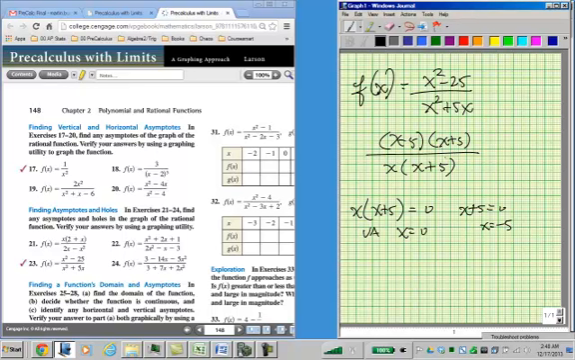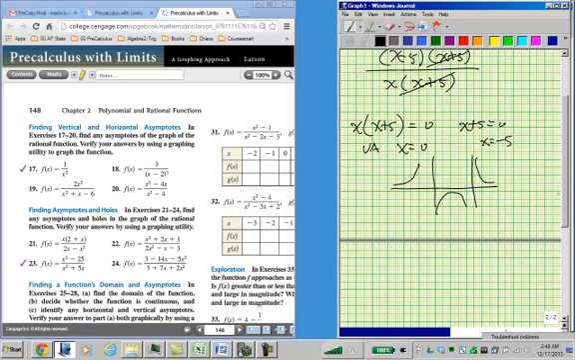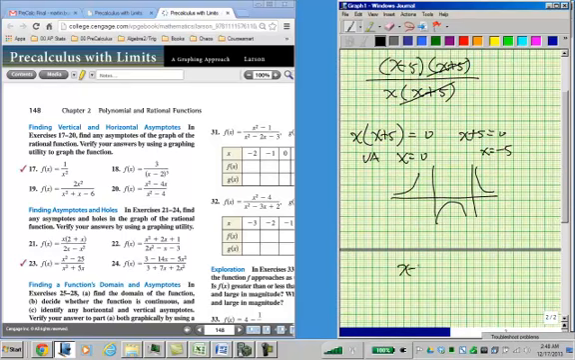However, these guys are going to cancel. So instead of having something with 2 vertical asymptotes, which could look like this or something like that, instead of having that, what we're going to have is x minus 5 over x, comma, x is not equal to -5.